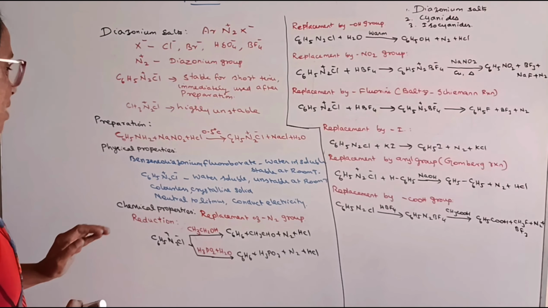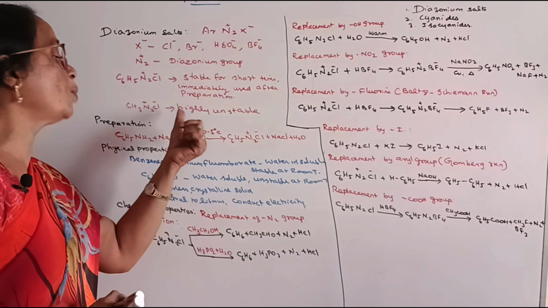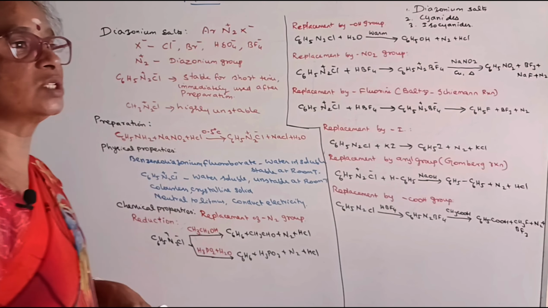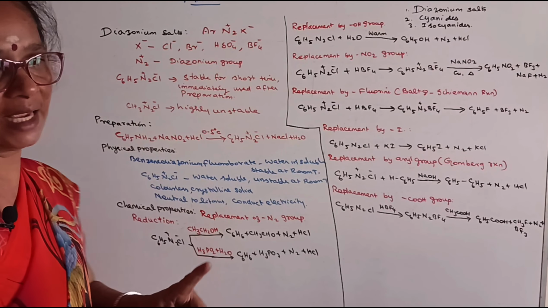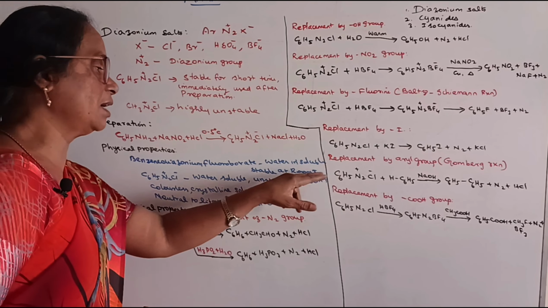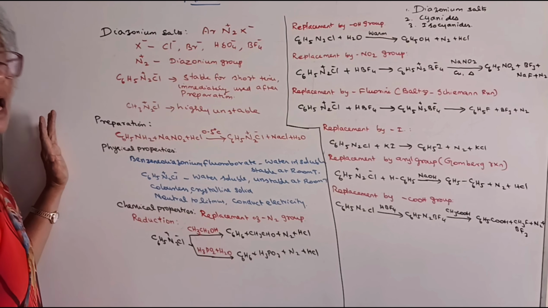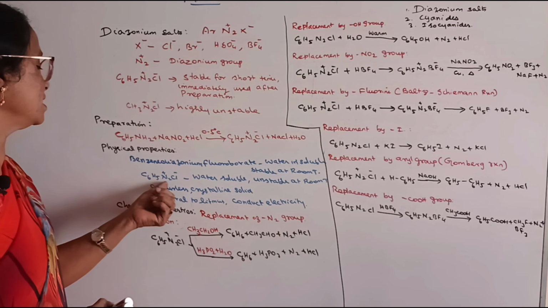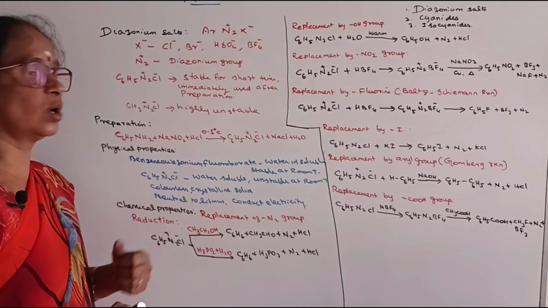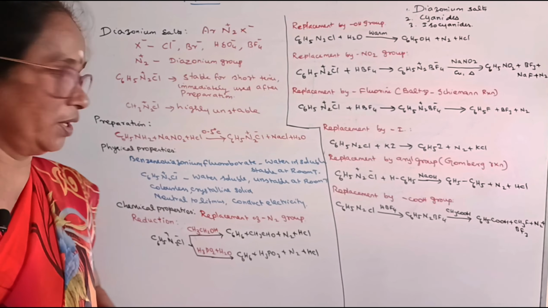At the same time, only the benzene diazonium fluoroborate is water insoluble, and it is stable at room temperature. It is the only diazonium salt that is stable at room temperature. All other benzene diazonium salts are unstable at room temperature. Benzene diazonium chloride is water soluble, and when it reacts with water, it is converted into phenol.